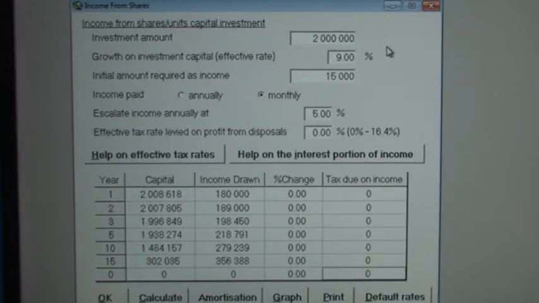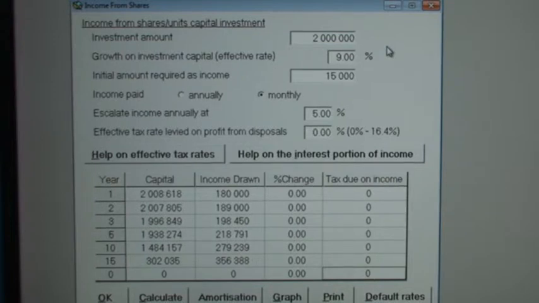Let's consider what happens if we invest, say, 2 million rand into a share portfolio, such as a basket of unit trust shares, and we draw income. We may expect a slightly higher return compared to a bank fixed deposit investment, and we may also be attracted by the fact that a share investment may be more tax-friendly than a bank investment.